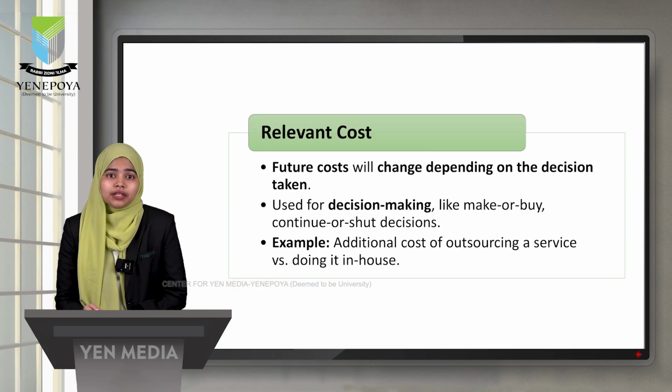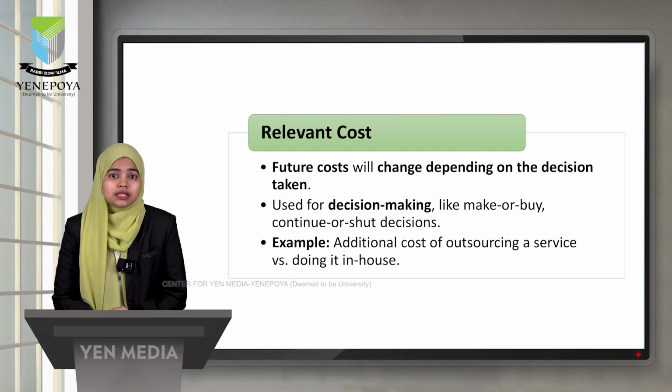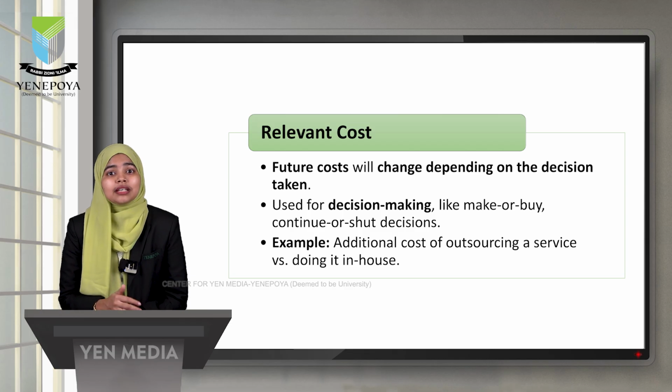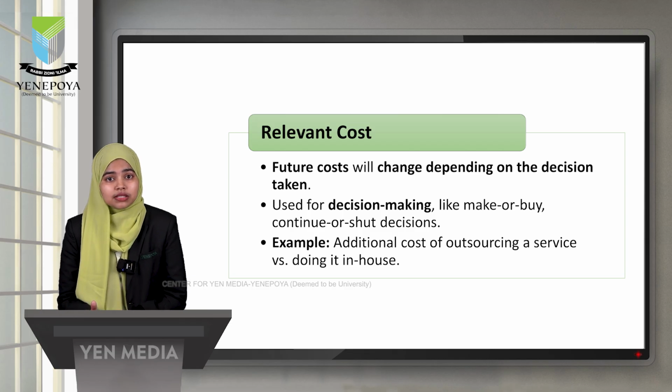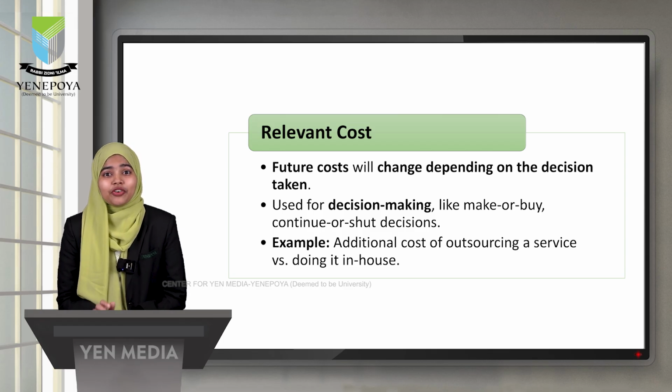So the first is relevant cost. Relevant costs are the future costs that will change depending on the decision made. If a cost remains the same no matter which option you choose, it's considered an irrelevant cost. For example, if you're deciding whether to accept a special order, the extra materials and wages required are considered relevant costs. So relevant costs are those costs that affect the decision making.